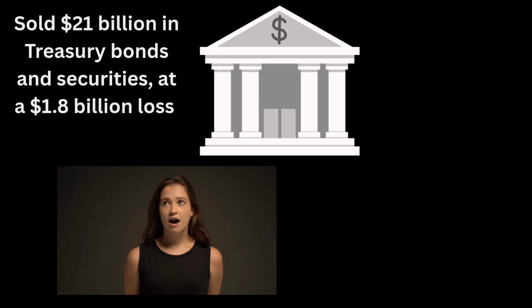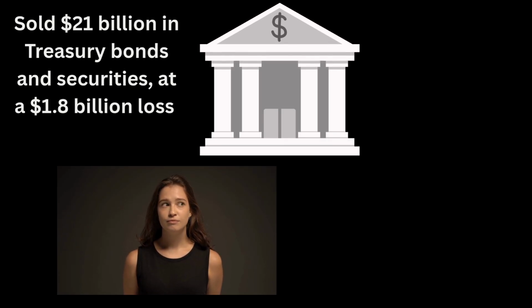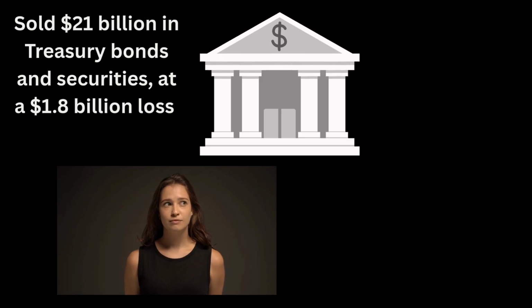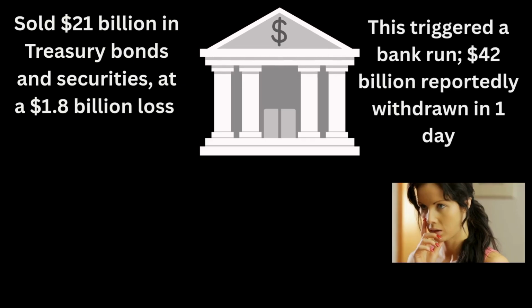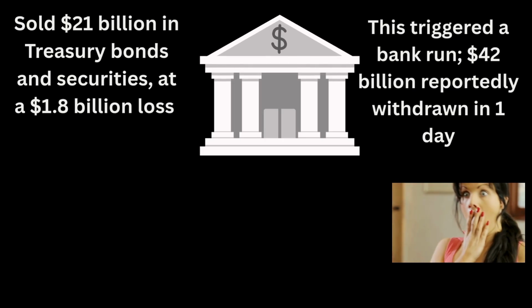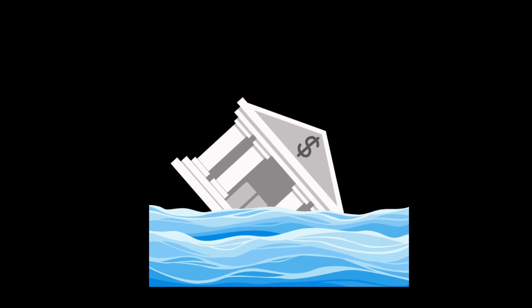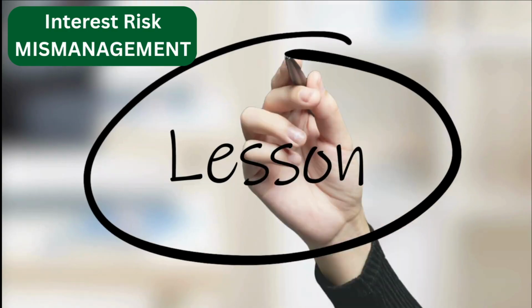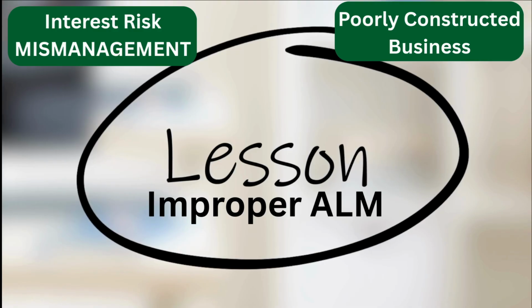In short, SVB reportedly sold over $21 billion in treasury bonds and securities at a $1.8 billion loss on March 8, 2023, to cover massive depositor withdrawals amid rising interest rates that devalued its long-term bond holdings. This action triggered a bank run, with $42 billion reportedly withdrawn in just one day, leading to the bank's seizure by regulators on March 10. In the end, this was an issue of interest rate risk mismanagement in a poorly constructed intermediation business, reflecting a poor understanding of asset-liability management.